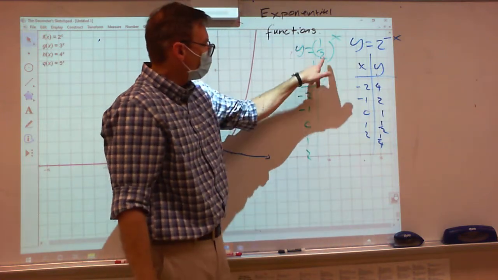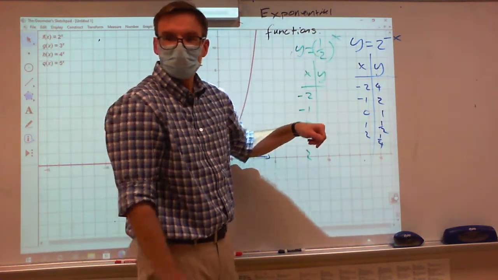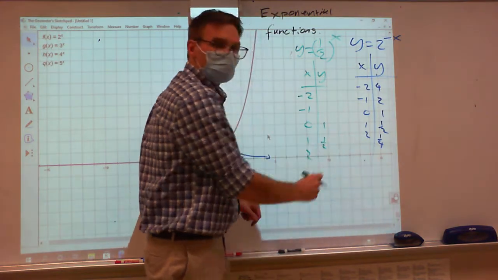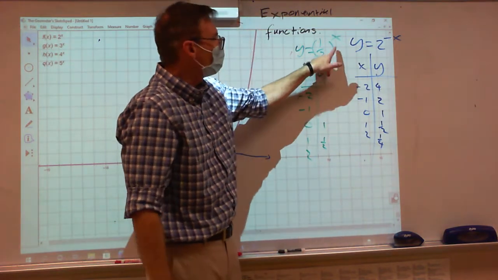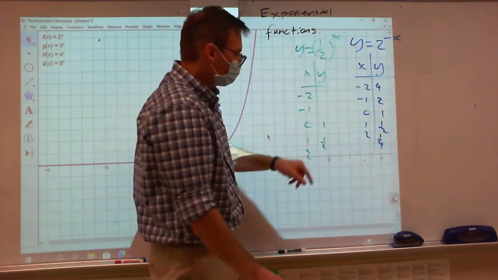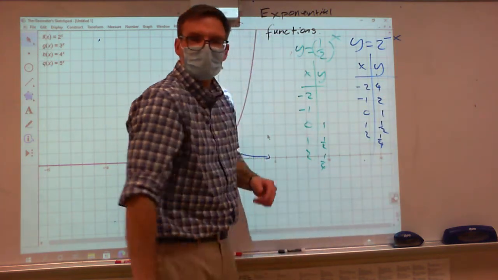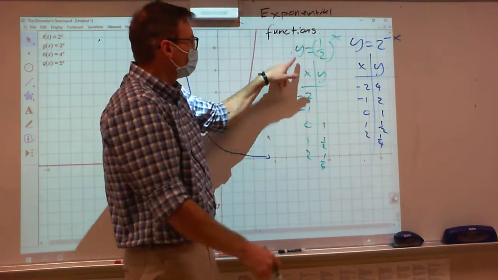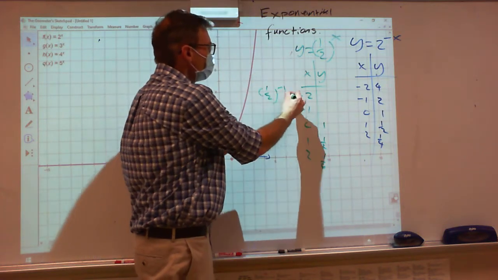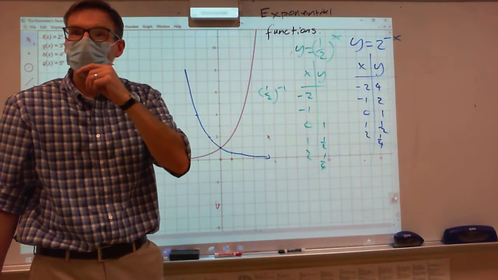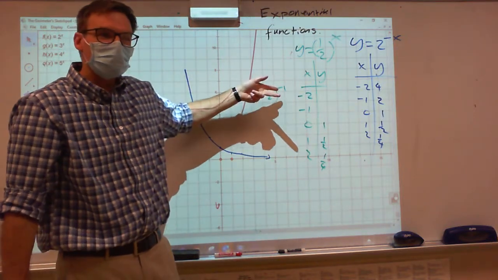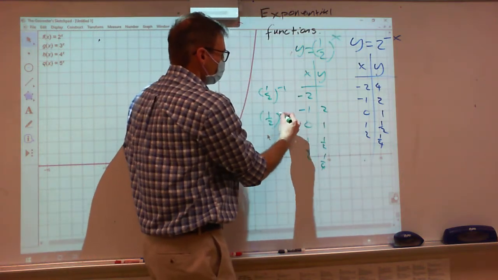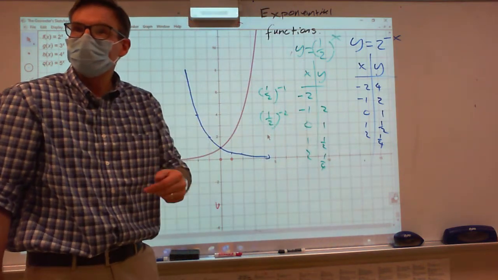Are we okay that 1/2 to the 0 is 1? If I plug a 1 in, that's going to give me 1/2. If I plug a 2 in, 1/2 squared is 1/4. If I plug a -1 in, let's see, 1/2 to the -1. What's 1/2 to the -1 going to be? Because the -1's flip it, right? And so that gives us a 2. And if I do 1/2 to the -2, okay, that's going to give me a 4.